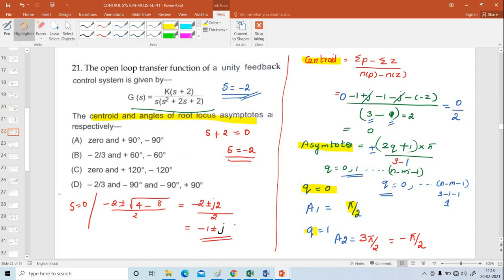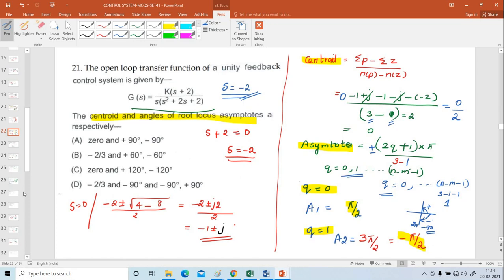Second, substitute q equal to 1. What is A2, asymptote angle 2? 2 into 1 plus 1 is 3, 3 by 2 into pi. That is equal to 270 degree. How to write the 270 degree? 270 is plus 270 or we can write minus 90 degree. This is the positive angle and this is the negative angle. So this is equal to 90, 180, 270, or otherwise I have to write minus 90. Clockwise is negative angle, anti-clockwise is positive angle.